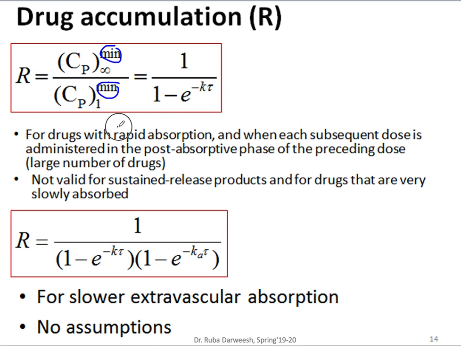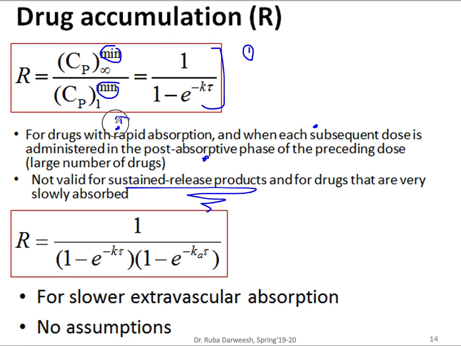One, that we are talking about rapid absorption of the drug, and each subsequent dose is administered in the post-absorptive phase of the preceding dose. And this is usually the common case. Just to say it again or paraphrase it, this equation is true once we are talking about rapid absorption of the drug. So the absorption of the drug is not a rate limiting step as we have in sustained release drugs, because they are slowly absorbed. So we should have rapid absorption.